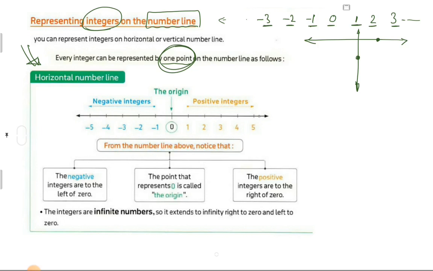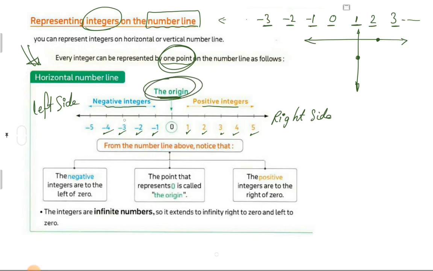We just put 0 and call it the origin, in between the positive integers and the negative integers. We put 1, 2, 3, 4, 5 on the right side, and put the negative integers -1, -2, -3, -4 on the left side. And don't forget the origin point is 0.